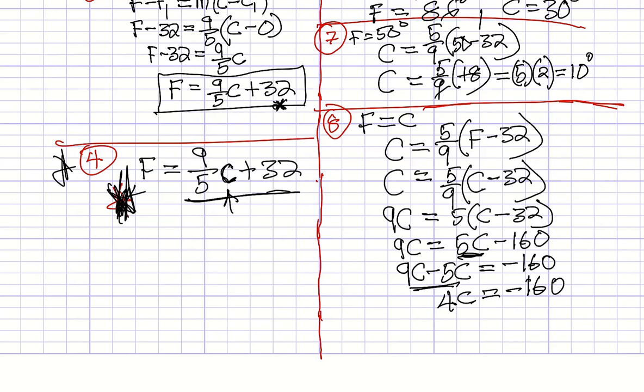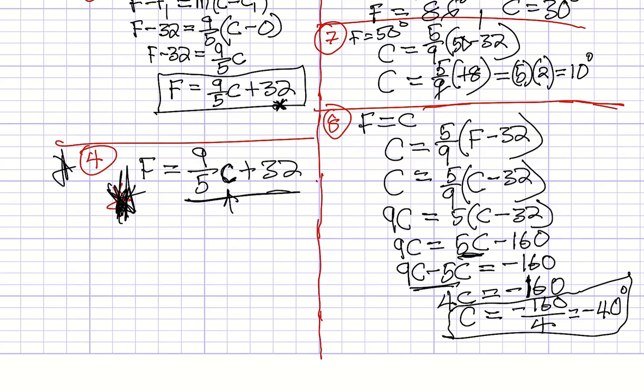You can have negative degrees, remember? Okay, so we say C is equal to what? Negative 160 divided by 4. What do you get when you do that? You get negative 40. You get negative 40 degrees. So that's what they're asking us to do. You see that, right? If you don't see that, we can also use another equation.